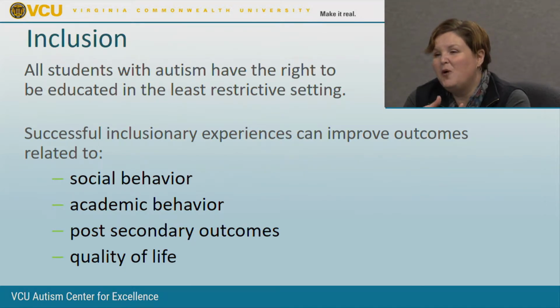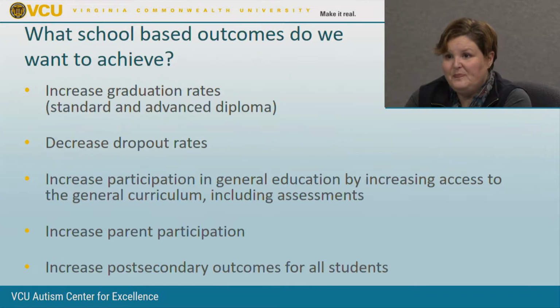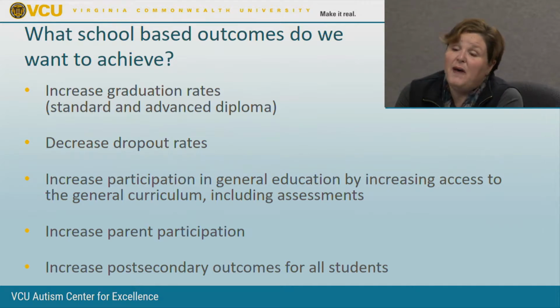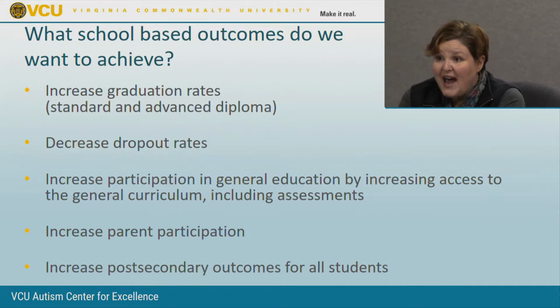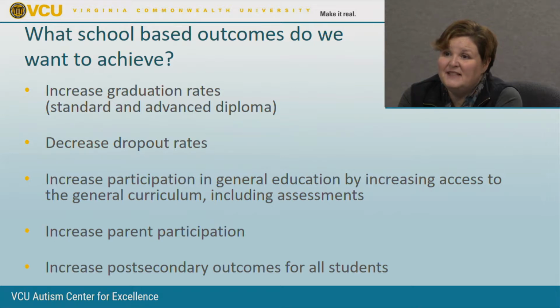And also the quality of life for students in their school environment and also post-school really improves with inclusionary experiences. So really, what outcomes do we want to achieve? And we know, based on what the Department of Education tracks and really what successful students are able to accomplish. So let's look at increased graduation rates. Standard and advanced diplomas, that's what everybody wants for their students, and that's what we want for our students with disabilities as well. We want decreased dropout rates.